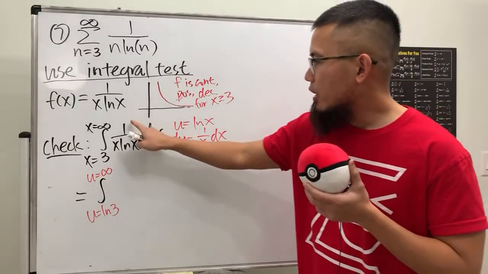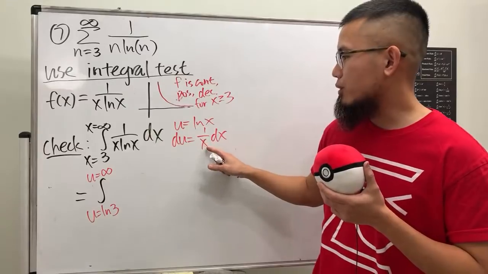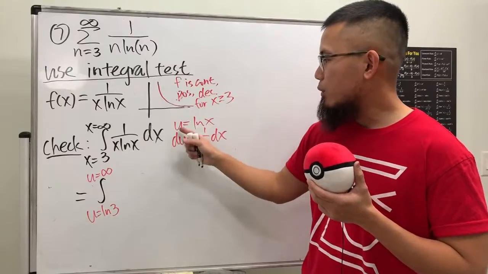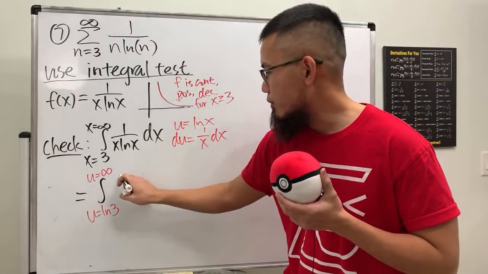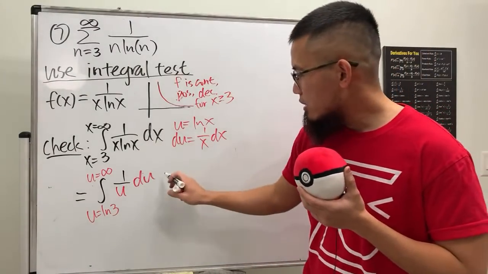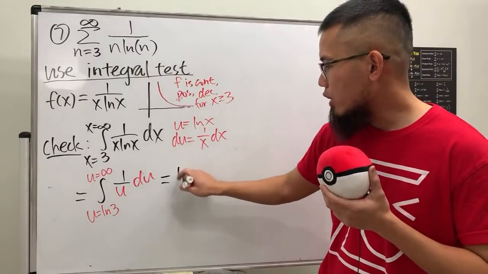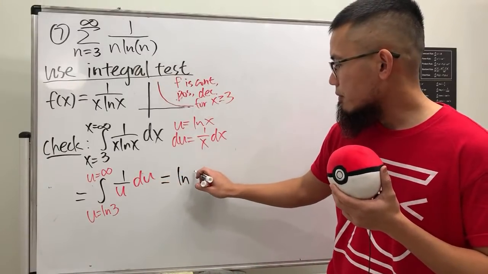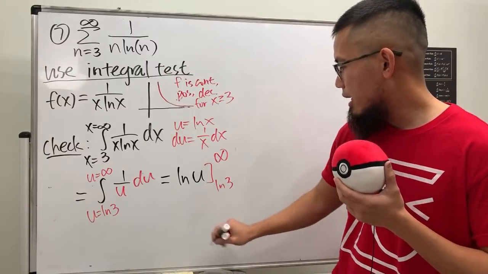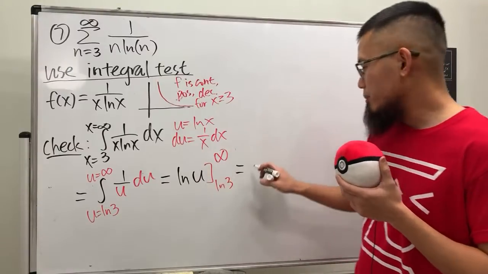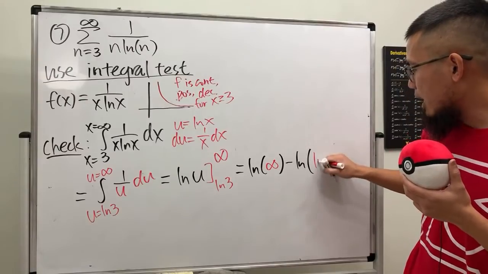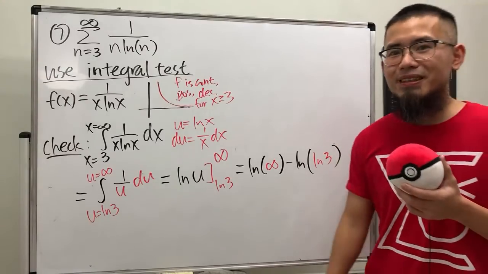Alright? Here we have 1 over x dx, which is going to be the du. And then we just have the u right here. So we just have to do 1 over u and then du. Yeah? And then if we finish everything in the u world, we get natural log of u. And then we have to plug in ln 3 here, and then infinity here. And we see this becomes ln of infinity, and then minus ln of ln 3, like this.